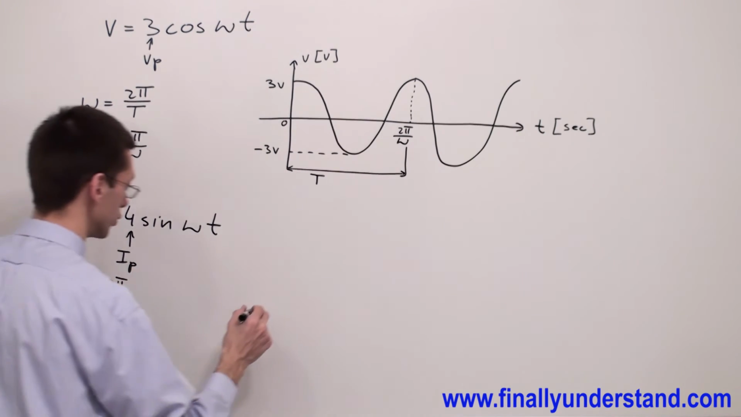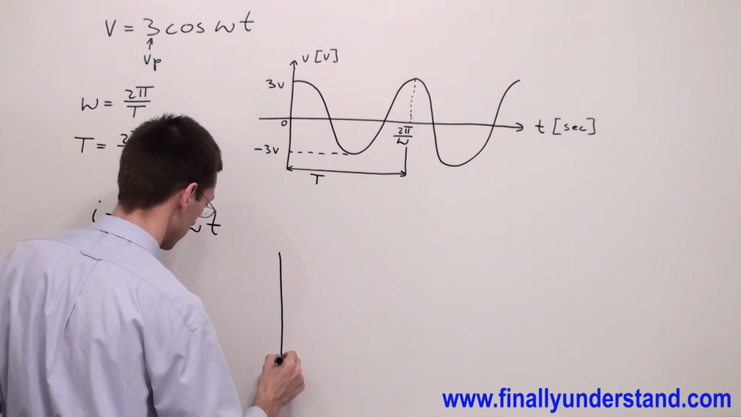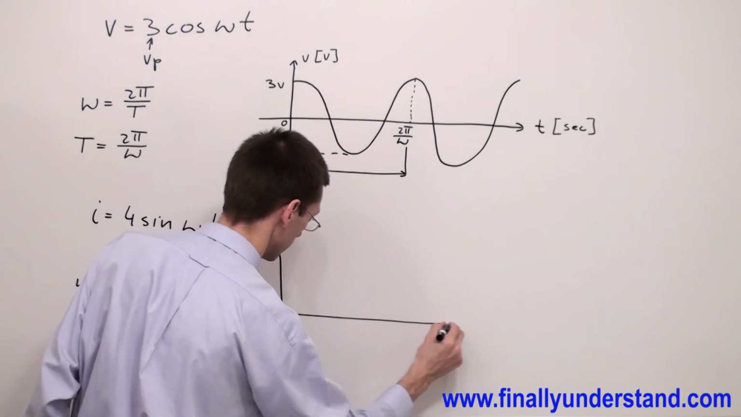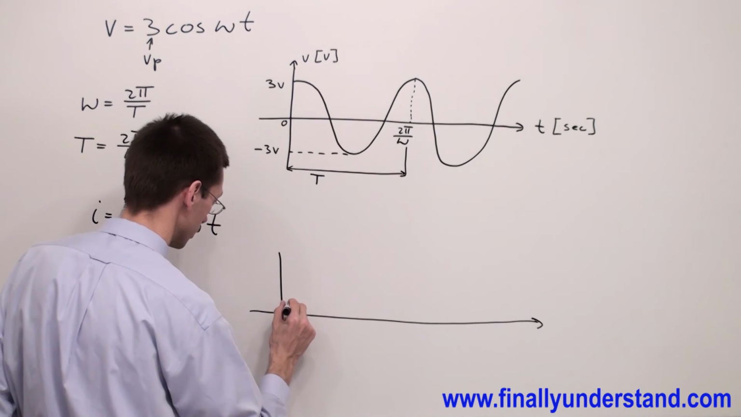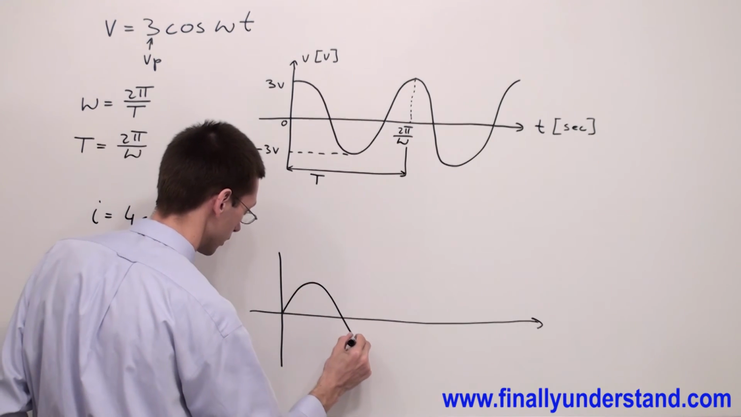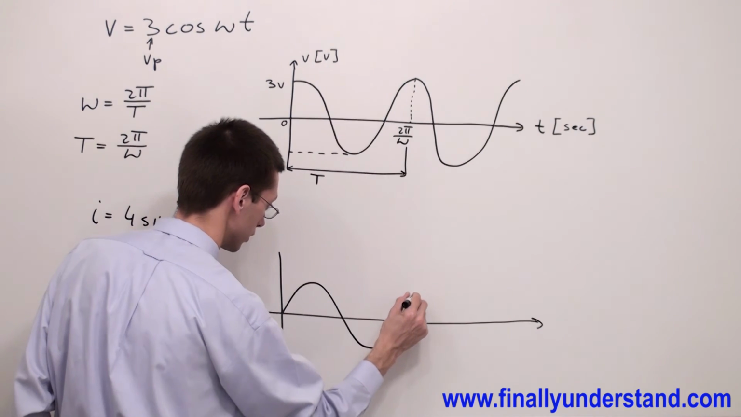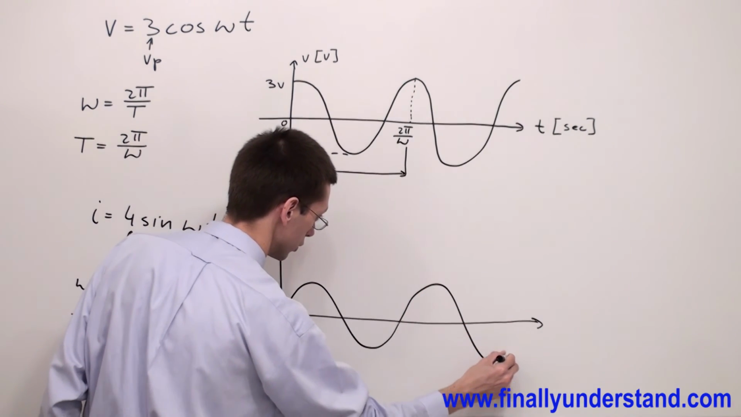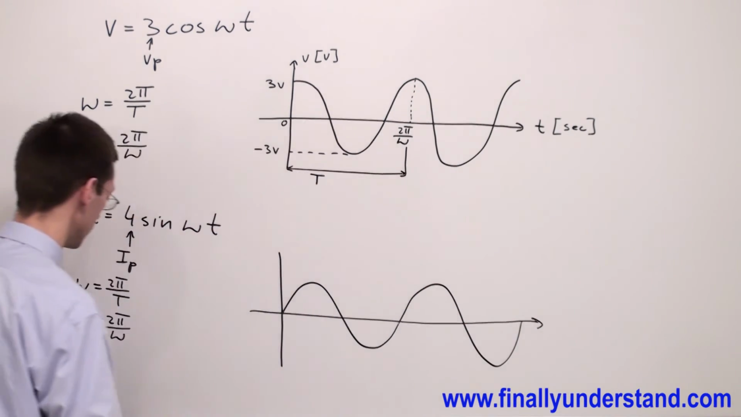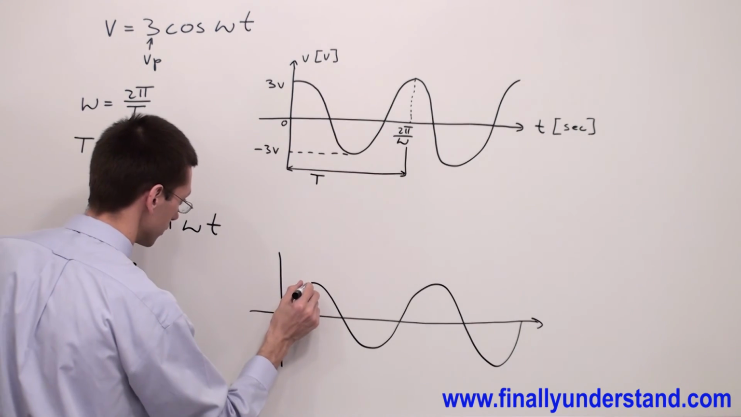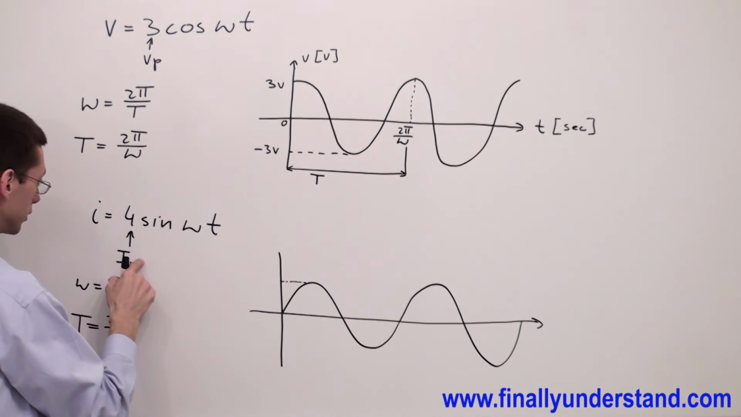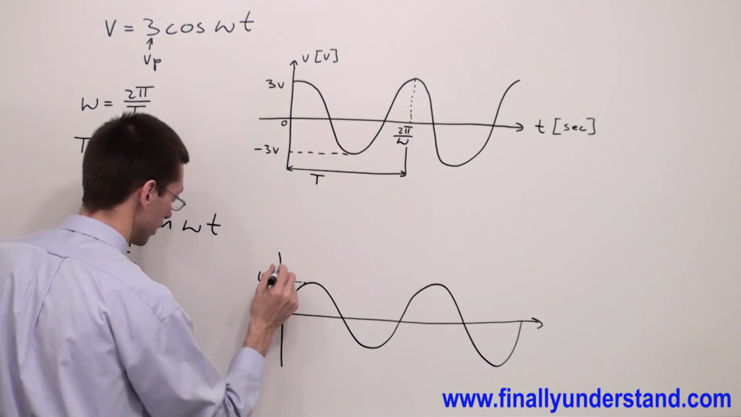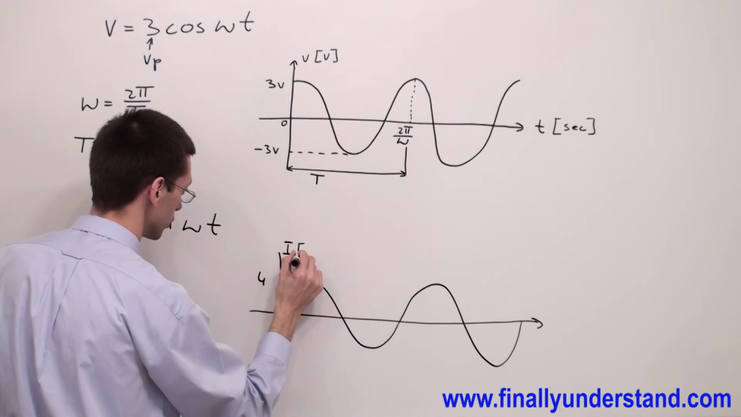Next, I'm supposed to draw this wave. Sine wave always starts from 0. One cycle, 2 cycles. The peak value, this time we are talking about the current, so I have 4. Current is measured in amps.